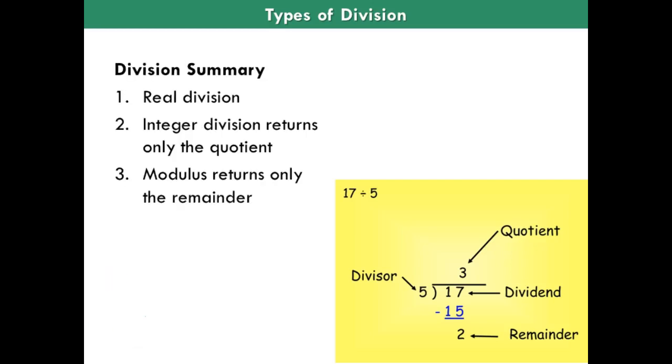So here's a quick summary of the 3 types of division. The first one's called real division. The second is integer division, and it returns only the quotient. The last one is modulus, or modulo sometimes, and it returns the remainder. You don't need to copy this down because it is already on your sheet, although you can if you want to.